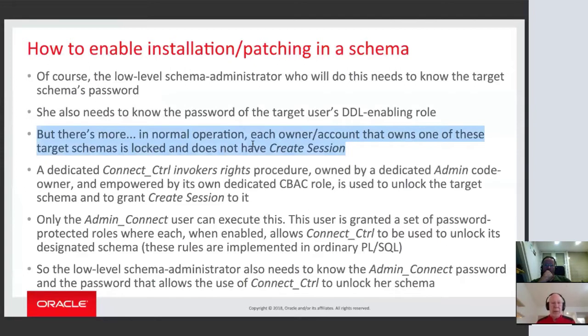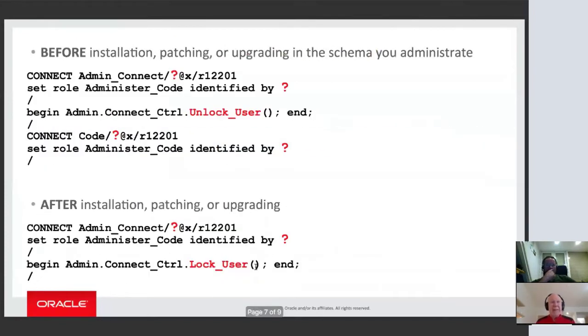And that's what I'm doing here. So I think that's basically enough of that. And then this is what it looks like, what I just said. You first connect as this special user whose purpose is to let you go to the next step, and then you enable the role that will let you work in the schema you intend to, here the code schema, and then you run this program to unlock, which will look to see what role is enabled. It'll make sure that only one is enabled, and it'll then unlock that schema in the way I just described.